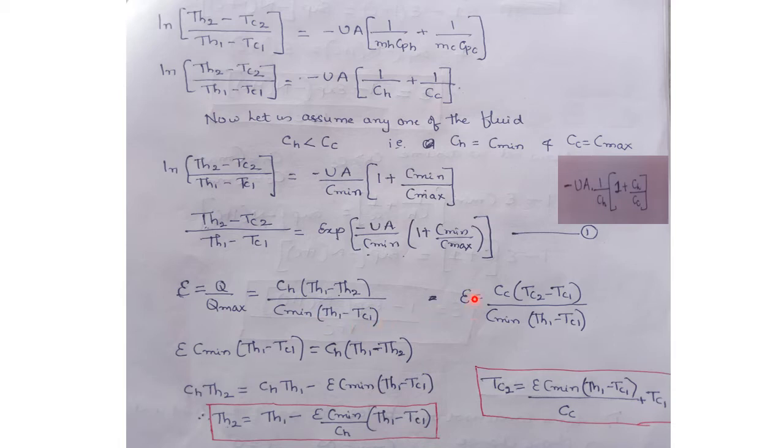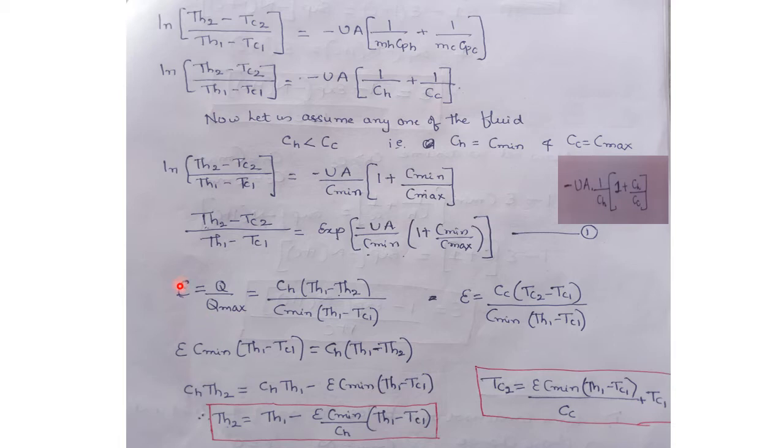Again, the same equation, if I write it for the cold fluid, effectiveness of the heat exchanger is given by Q, that is Cc into (Tc2 minus Tc1), divided by C minimum into (Th1 minus Tc1). So already in this equation we have used Ch as the C minimum and Cc as the C maximum. So let us consider this equation only. From this equation we are going to calculate the value of Th2.